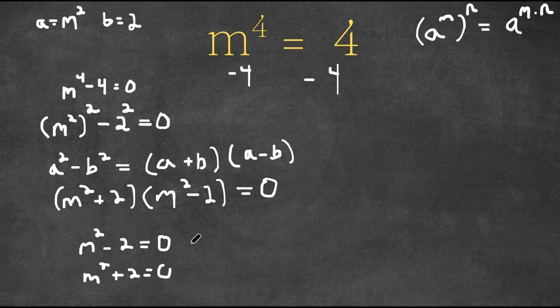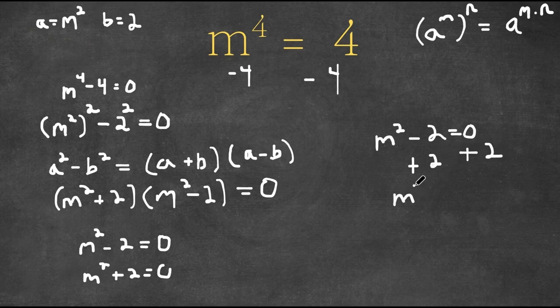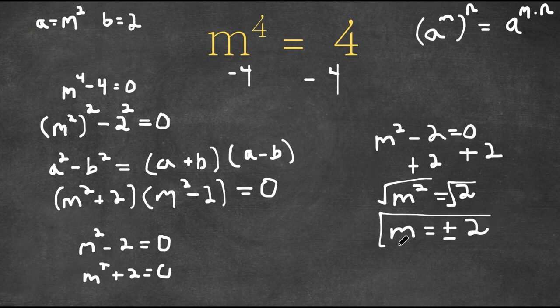So let's first start with m squared minus 2 equals 0. So I'm going to write that right here. What I'm first going to do is add 2 on both sides. So we get m squared is equal to 2. So now if I take the square root on both sides, I get m is equal to positive or negative square root of 2. So these are two solutions.